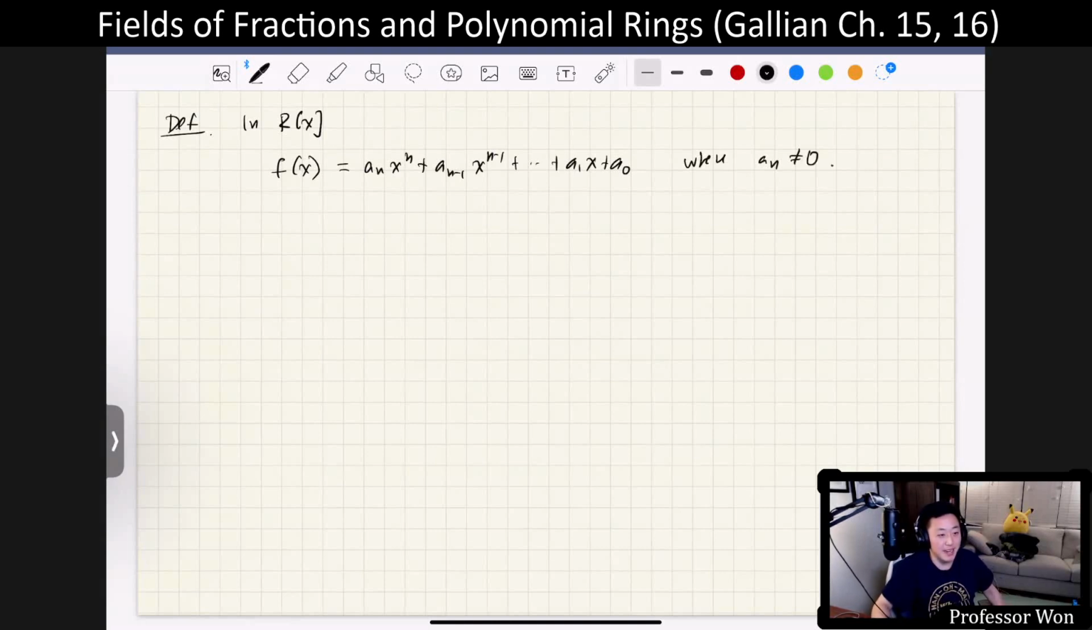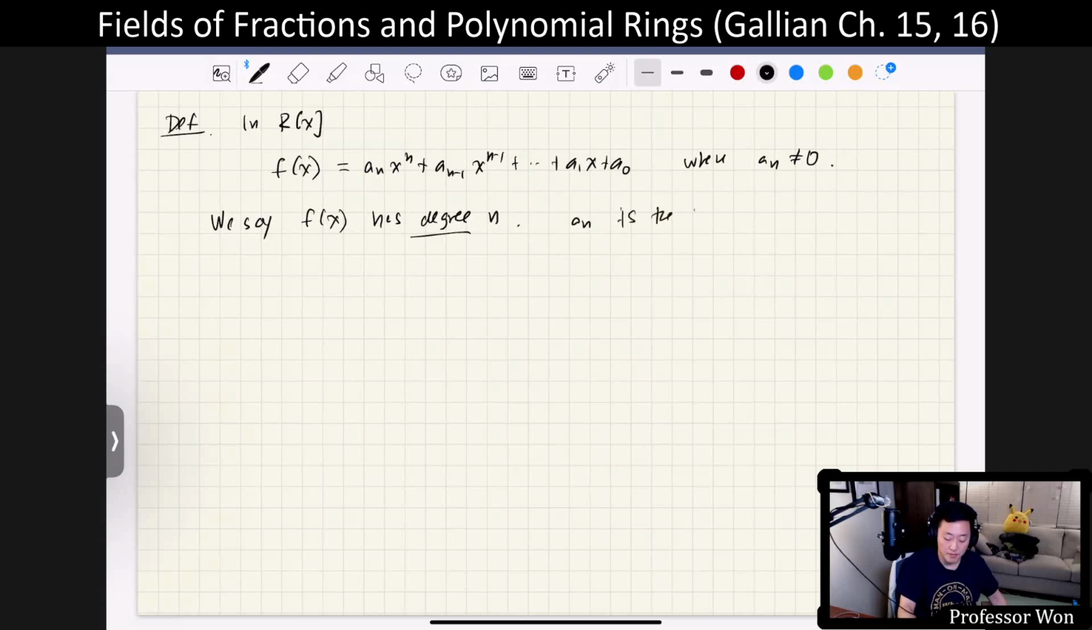In other words, an is non-zero. If an were 0, we could just drop all the 0 terms until we get to the top non-zero term, right? In this case, we say that f of x has degree n. Its top non-zero coefficient happens in the x to the n term. We call an the leading coefficient of f.